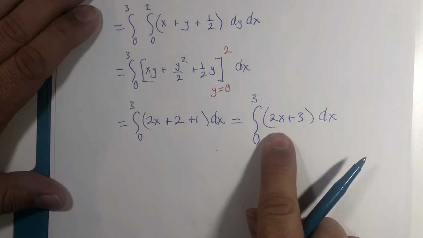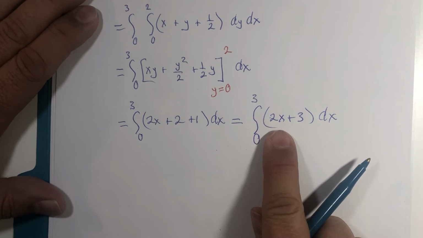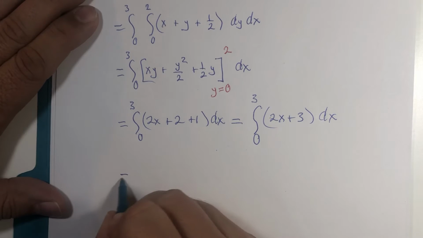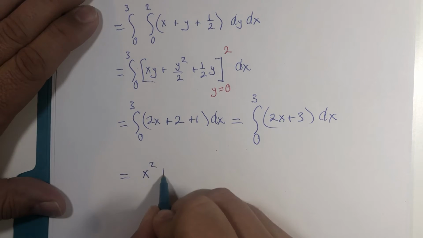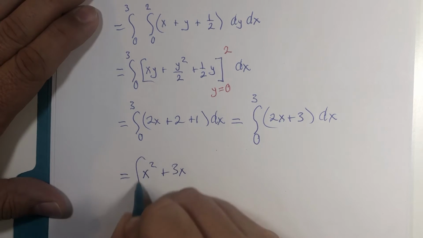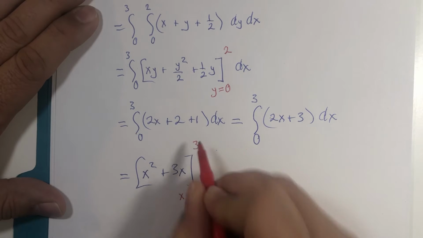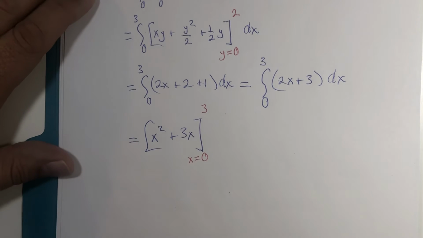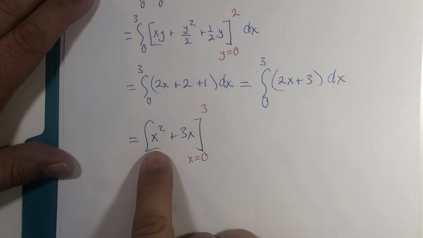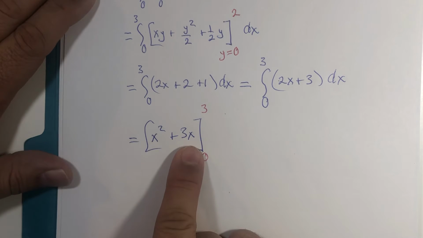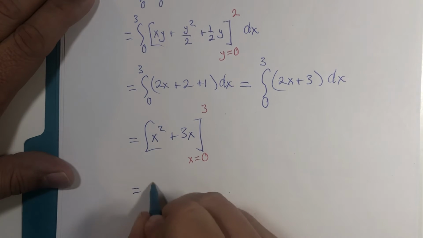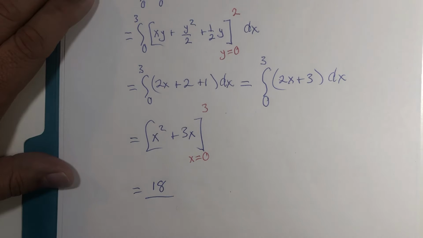And last but not least, x is our one and only variable remaining. The antiderivative is x squared plus 3x. And the limits of integration are from x is 0 to x is 3. We will get 3 squared is 9, 3 times 3 is 9, 9 plus 9 is 18.